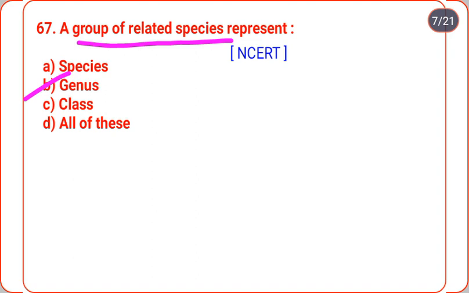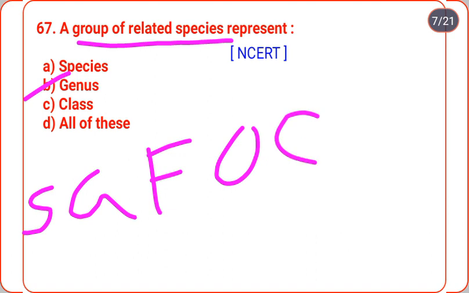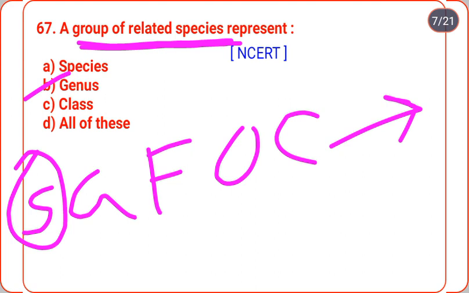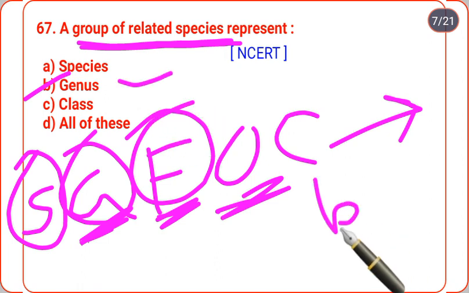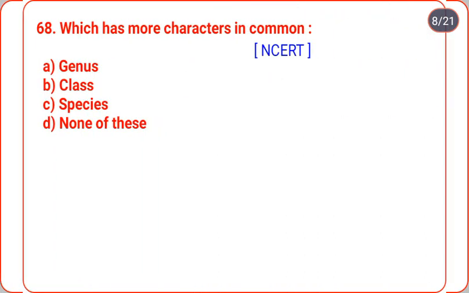If we remember the sequence: first species, genus, family, order, class, and so on, phylum, division and kingdom. So a group of related species represents the genus, and similarly a group of genera represents a family, and a group of families represents an order. This type of question is very easy. So a group of related species represents genus, so option B is your correct answer.